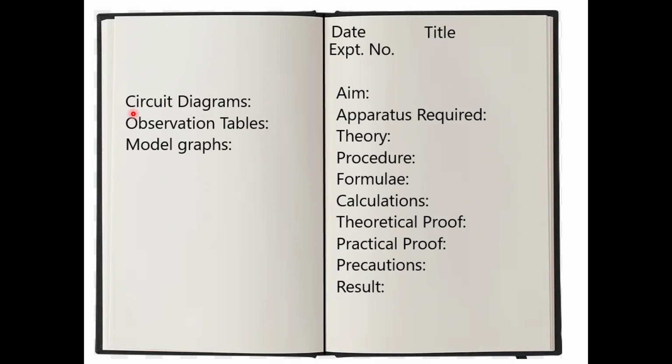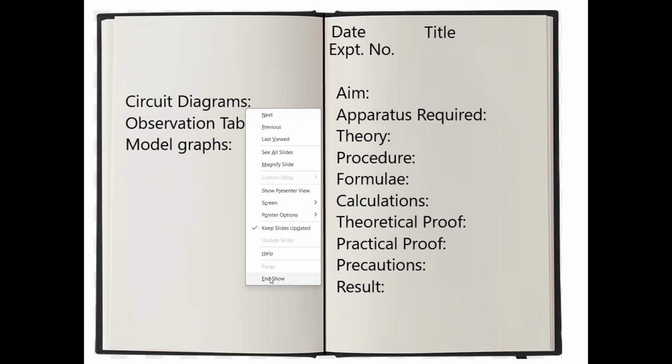On the left side pages you must draw the circuit diagrams and observation tables. If model graphs are available, you must draw the model graphs. For this experiment, model graphs are not there. This slide is in general for all the laboratory experiments of electrical engineering. Now let us go to our experiment.